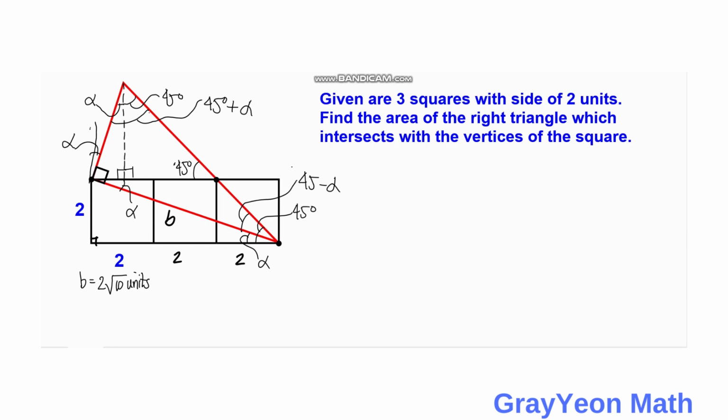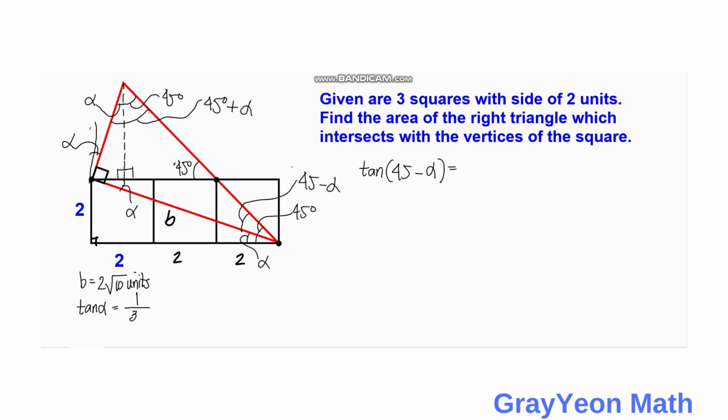Okay, so next thing that we need to do is find the value of tangent of alpha, equal to opposite over adjacent. If we focus on this triangle, the first triangle, which is composed of these three squares and this red line, the opposite side is equal to 2. The adjacent side is 6. That becomes 1/3, so tangent alpha is equal to 1/3.